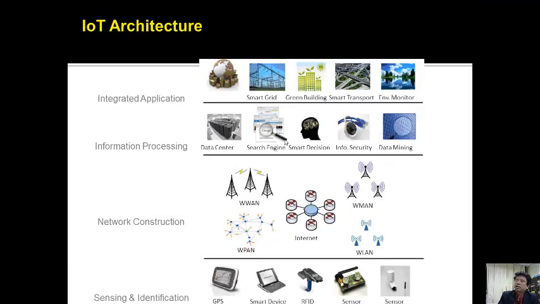So in the later part of the course, we will discuss various IoT architectures. In the bottom layer, we have sensing and identification. Then we have the network construction, information processing, and integrated applications. These segments we will discuss later on.